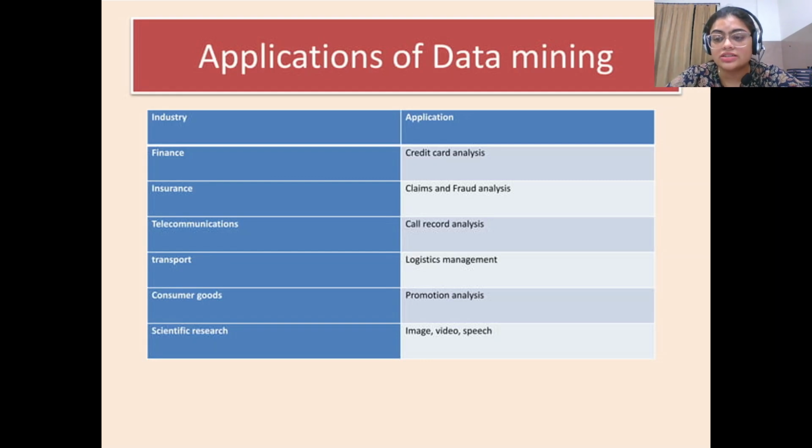Financial banking sector is also there where a data mining can be used. Example like credit card fraud detection, identify loyal customers, extraction of information related to the customer, determining credit card spending by customer groups. So all these are the areas or the applications where data mining is used.